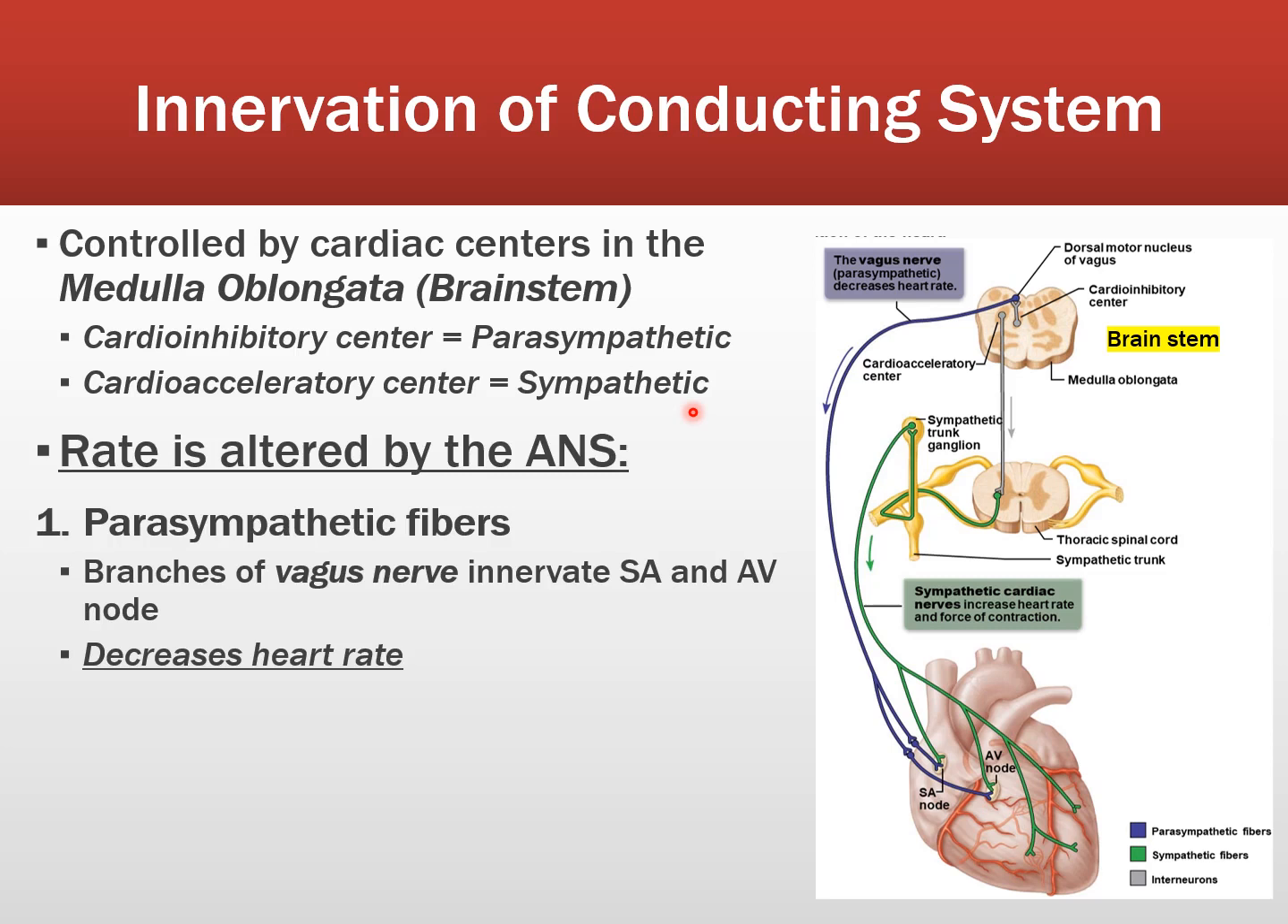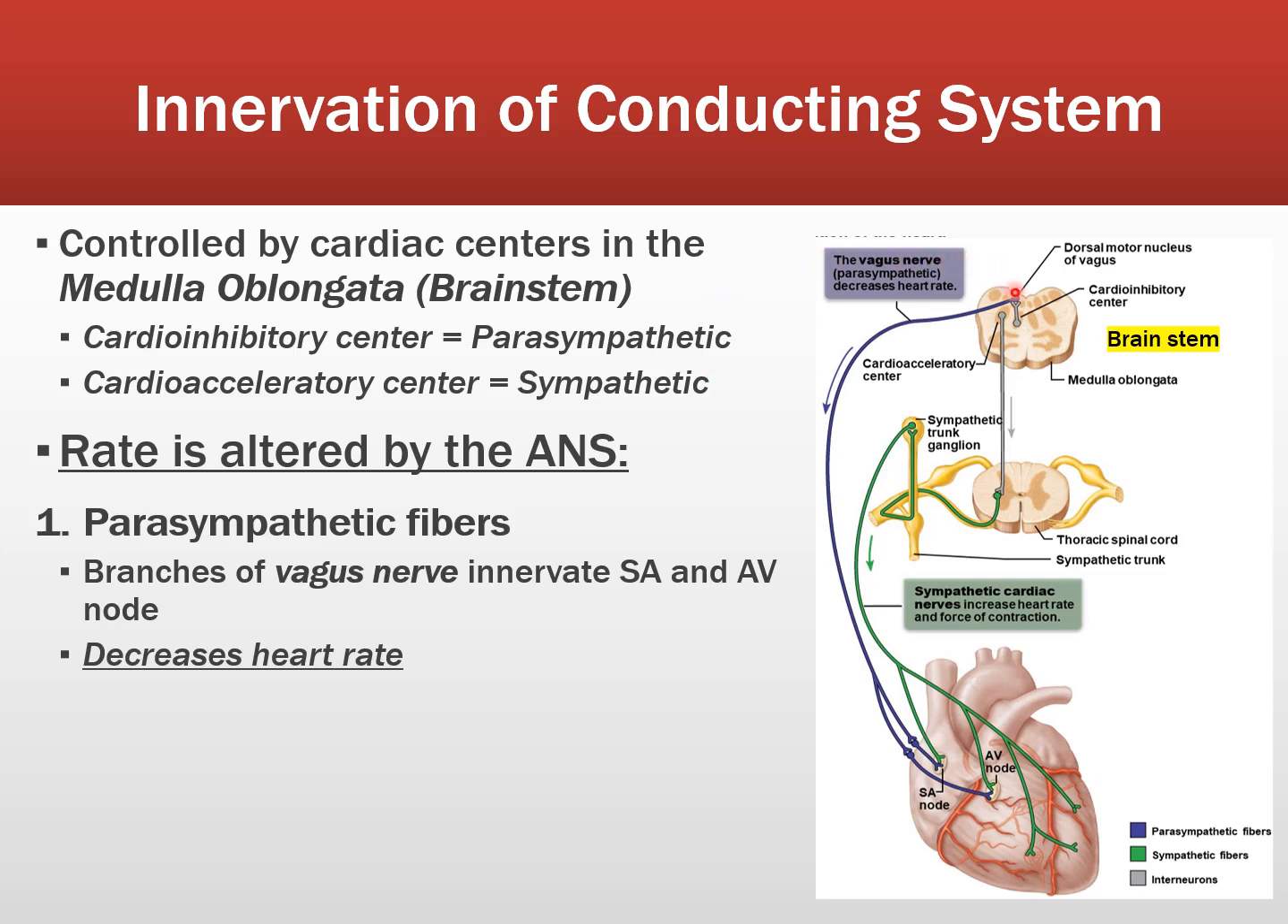So we have an inherent rhythmicity started by that SA node, but if we need to increase or decrease the heart rate, it's all under the control of the autonomic nervous system. The parasympathetic is going to come via the vagus nerve, and it's going to innervate.